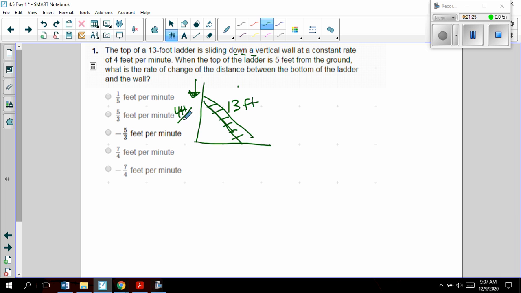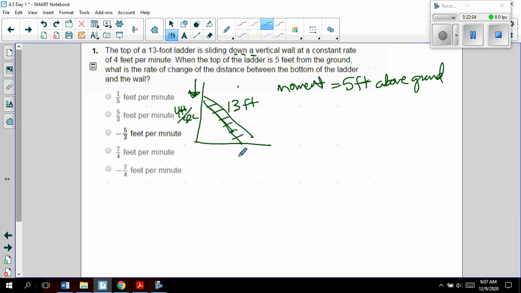4 feet per second. Okay, when the top of the ladder is 5 feet, so I'm going to write the word moment here, that you are 5 feet above ground. Because this side is not always 5, your moment in time can't be plugged in, and you'll see this again on the next one. It comes in later. Okay, so I'm going to write it over here for a second. What is the rate of change of the distance between the bottom of the ladder and the wall?